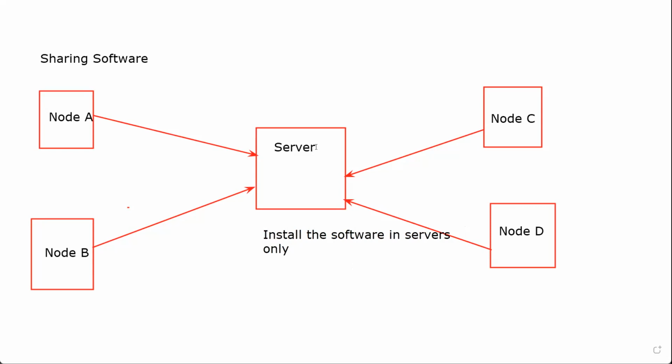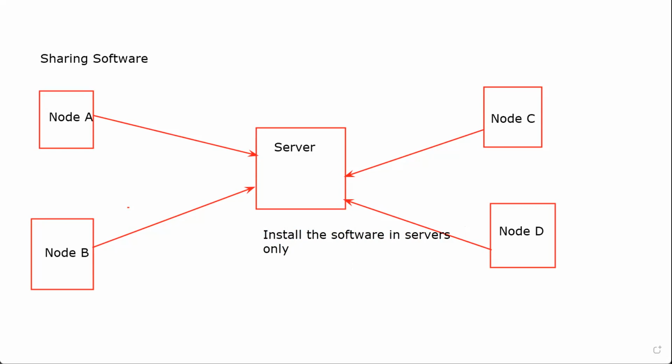And one more benefit is that if a software is corrupted in node A, there is no effect on node B, node C, and node D, and we can easily detect the issues. So this is how we can manage the software in a computer network. So this is very important and very useful.